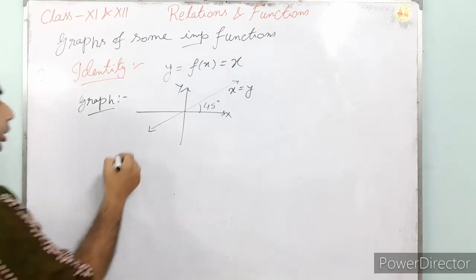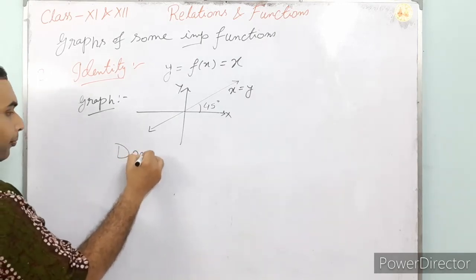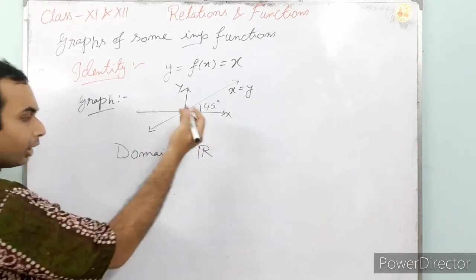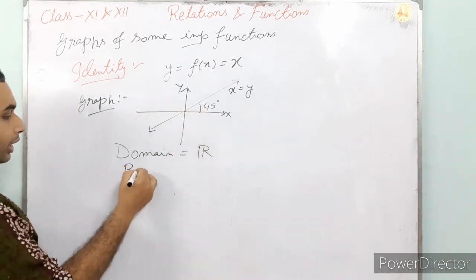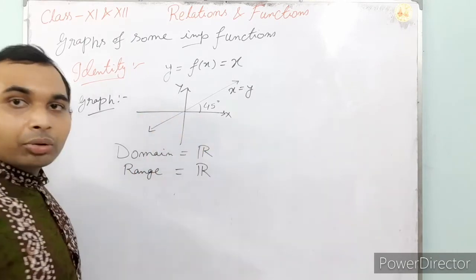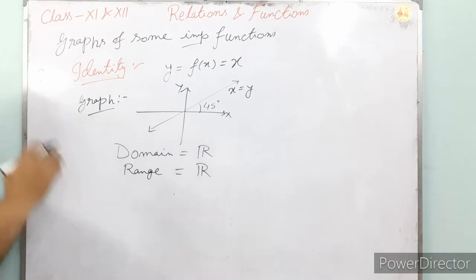Now what will be the domain? The domain will be the total real number set, and the range is also the total real number set, since all the images are the same. Identity function is very easy.